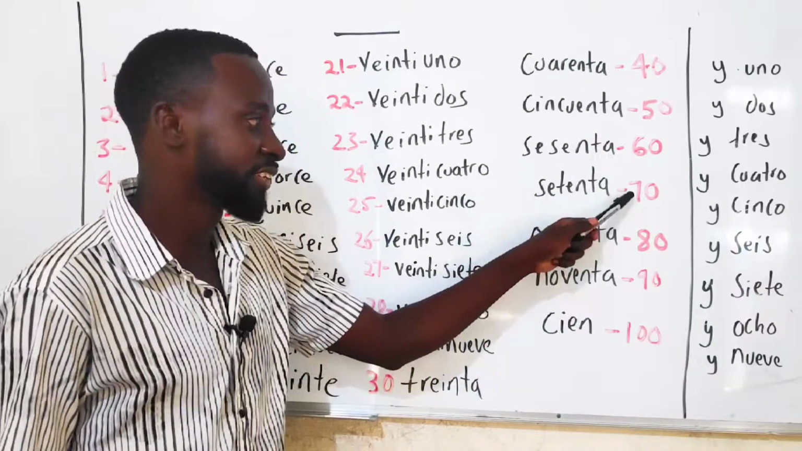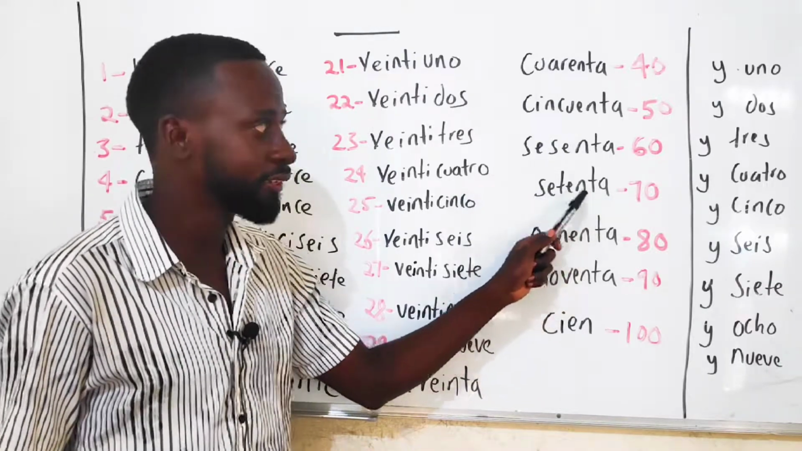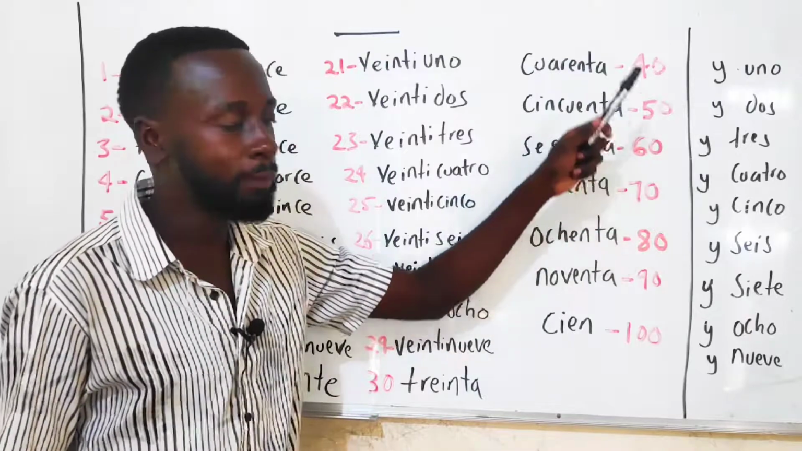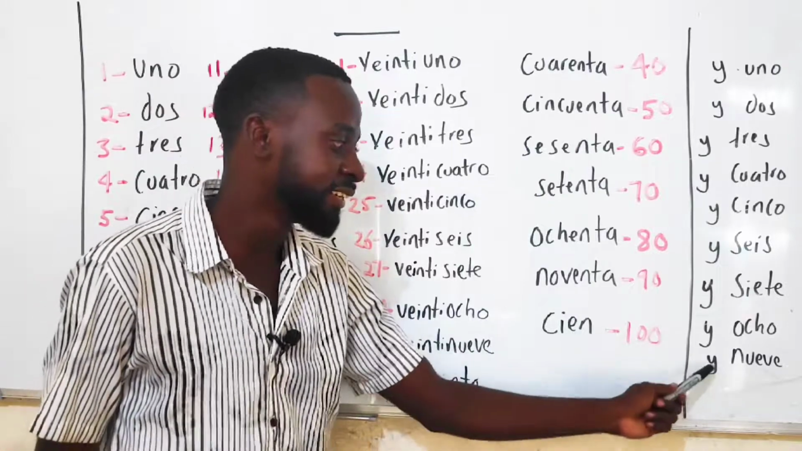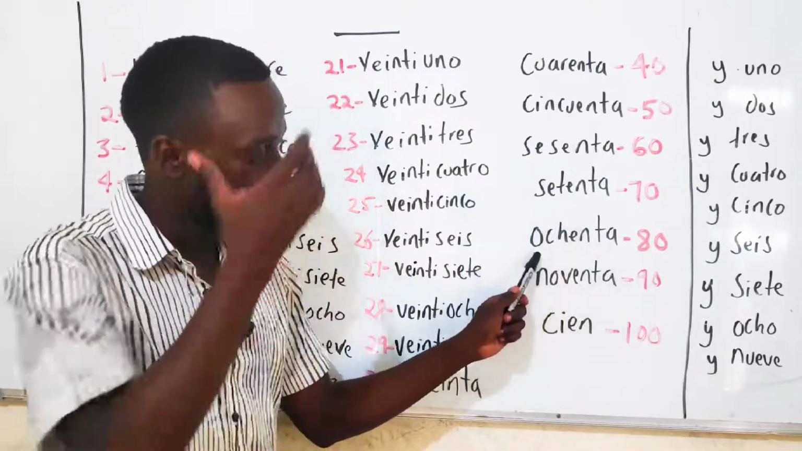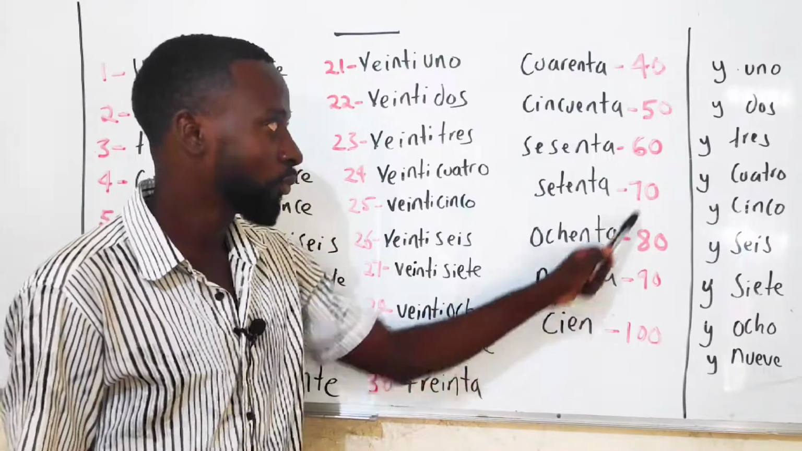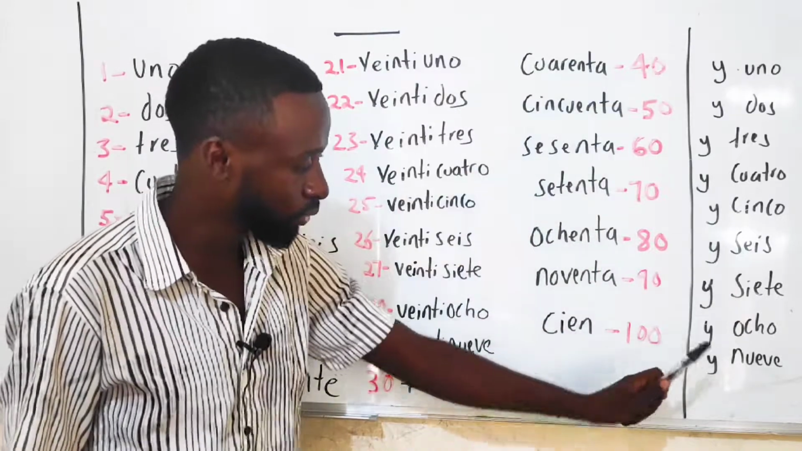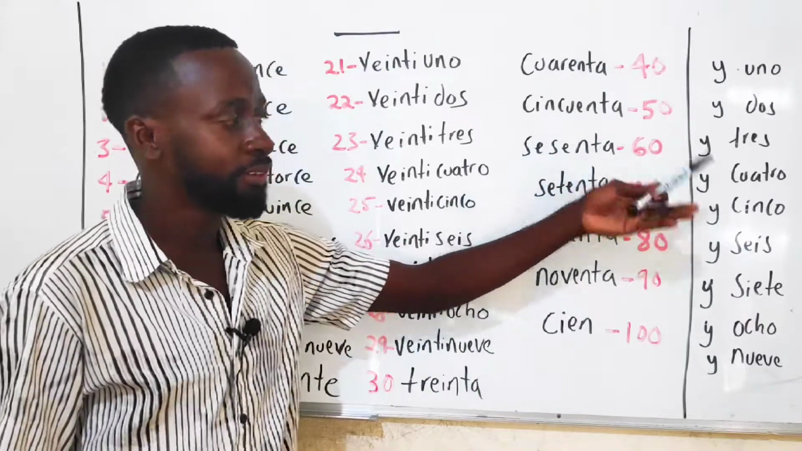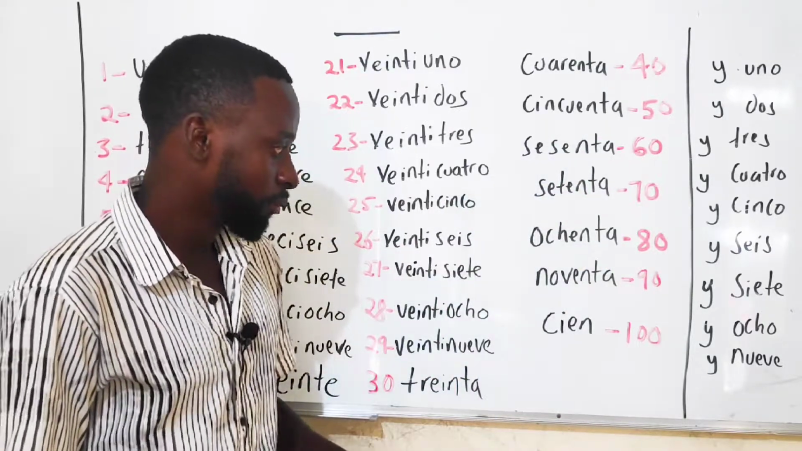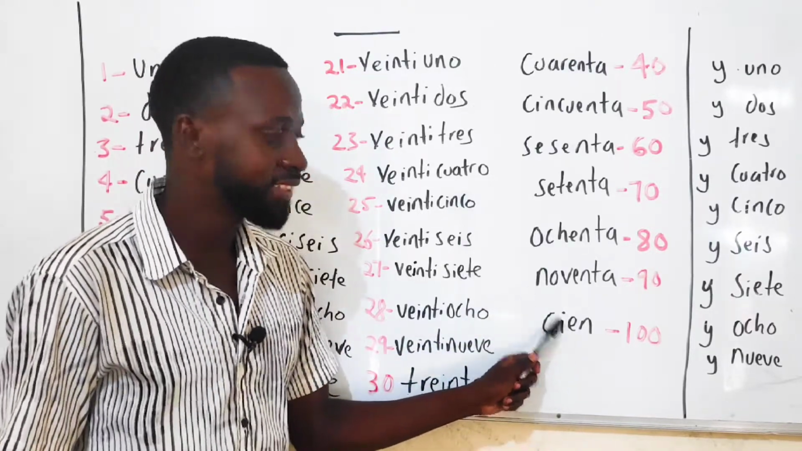Okay, good. Now 70, that's 70. And as following, 71, up to 79. Now 80, that's 80. 81 to 89. You can practice saying them as you continue the video, okay? Bueno, now the last one is 100, that's 100.